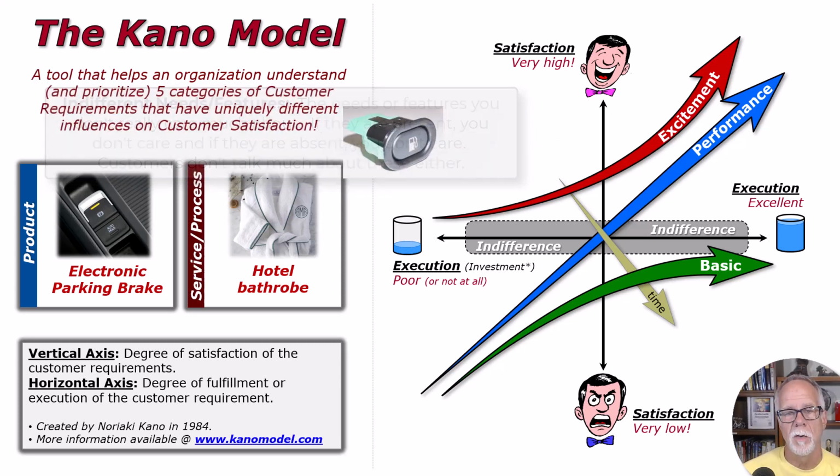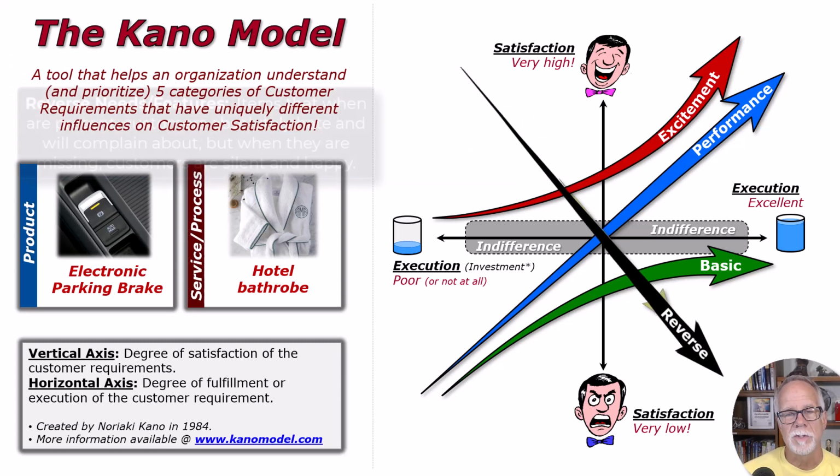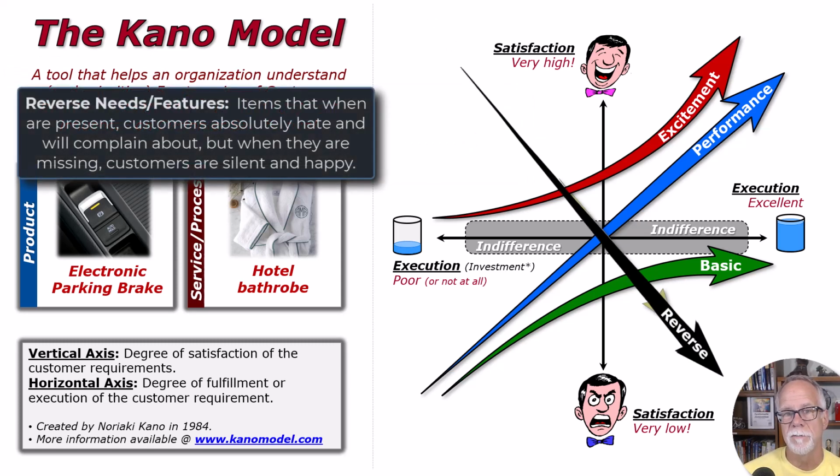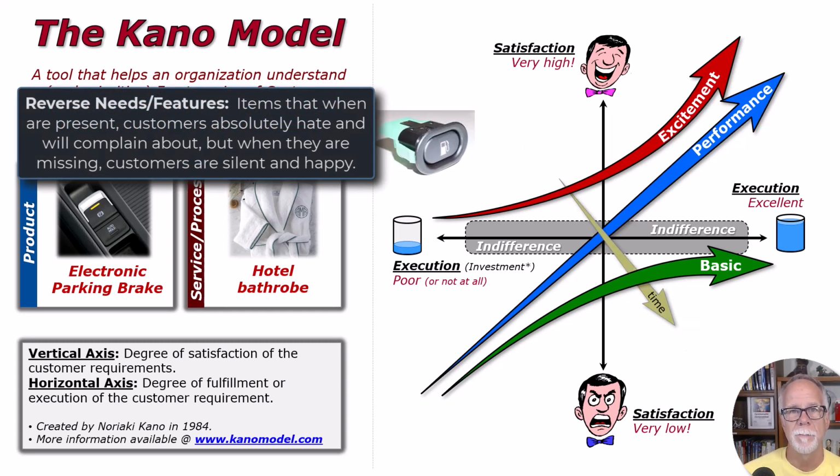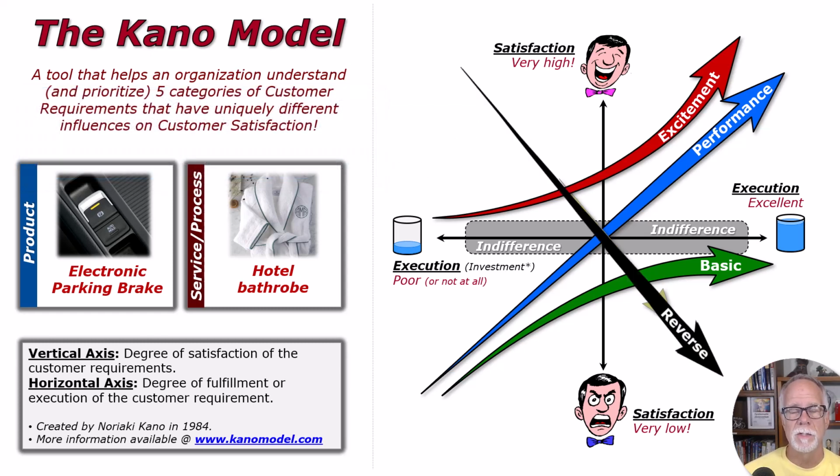The fifth category is called reverse. That's where you get a feature that if they bring it in, you hate it, and if they don't bring it in, you love it. An example of that for me might be the gas cap release button that's always hidden and you can't find it. So those are the 5 categories of the Kano model.